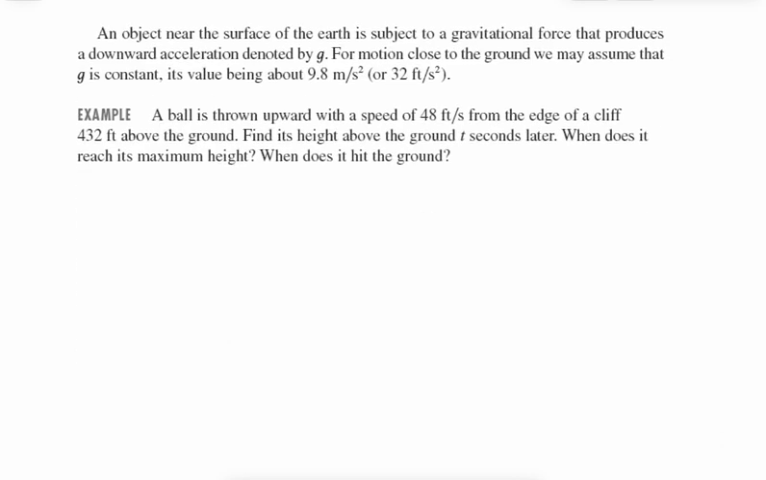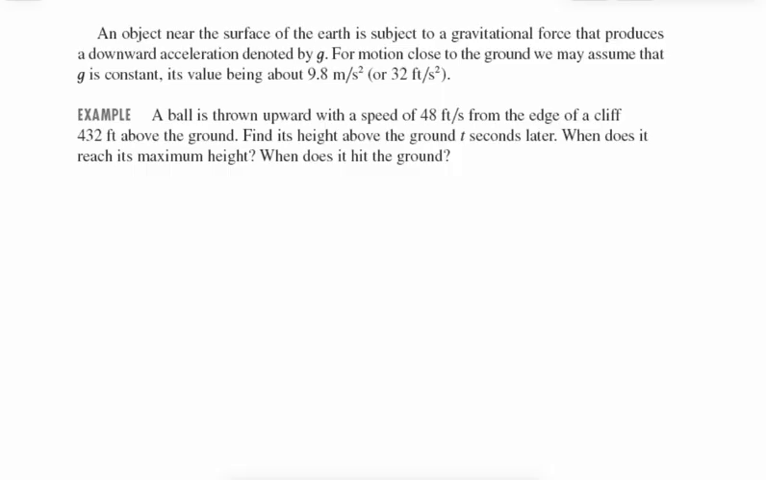An object near the surface of the Earth is subject to gravitational force that produces a downward acceleration denoted by g. So the acceleration, because it's downward, we always do want to list it as a negative. For motion close to the ground, we may assume that g is a constant and its value is about 9.8 meters per second squared or 32 feet per second squared.